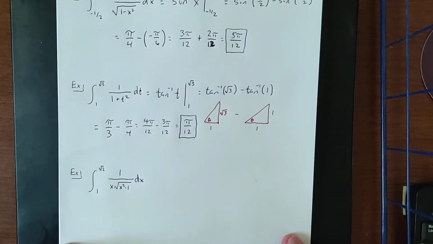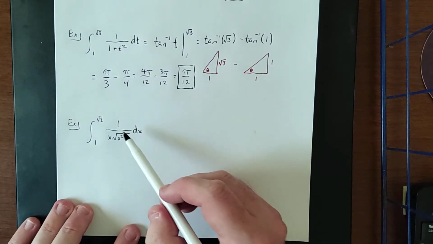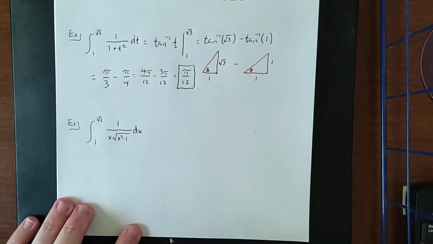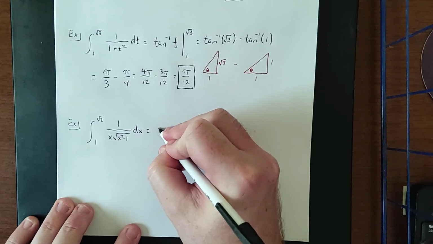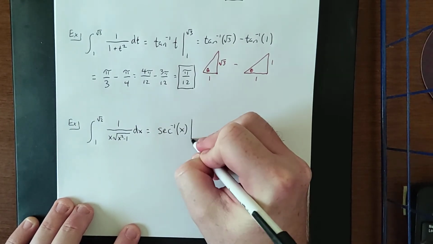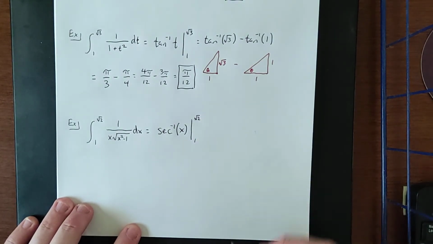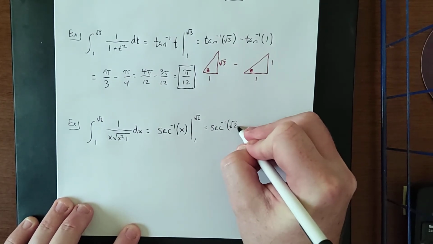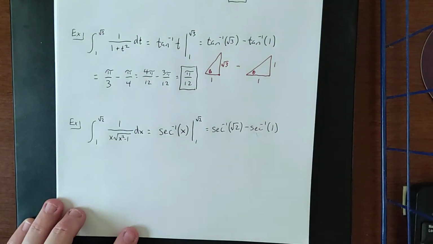And finally, in our third example down here at the bottom of the page, we have the definite integral from 1 to the square root of 2 of 1 over x times the square root of x squared minus 1 dx. Now once again, this is in one of our basic forms, and this integrates very nicely into the arcsecant of x, going from 1 to the square root of 2. So this will be the arcsecant of the square root of 2 minus the arcsecant of 1.